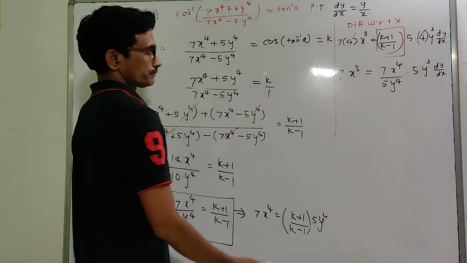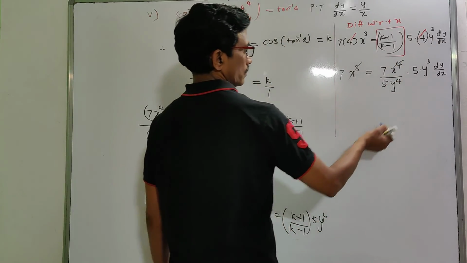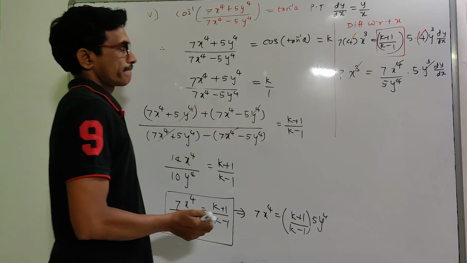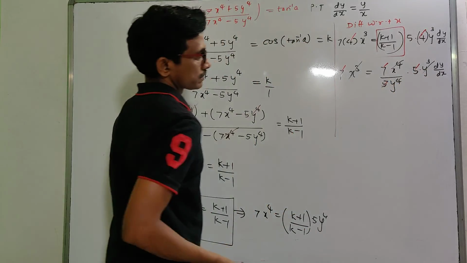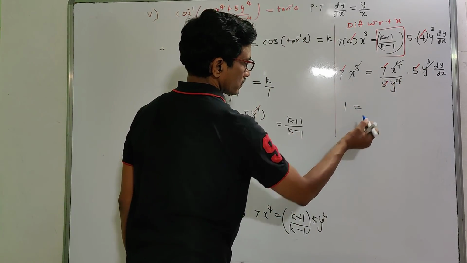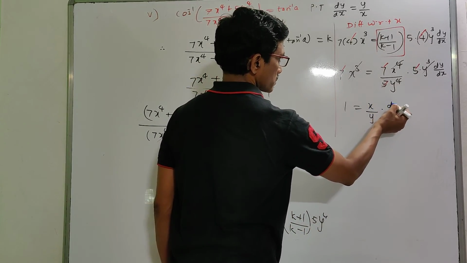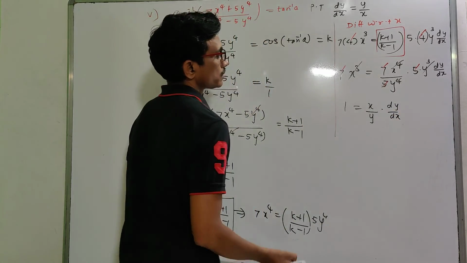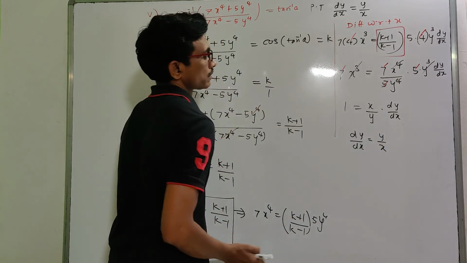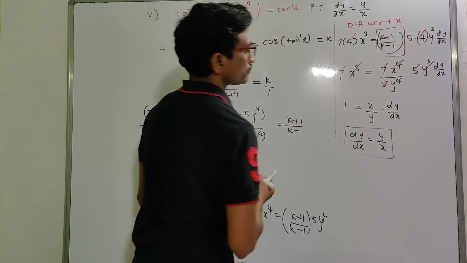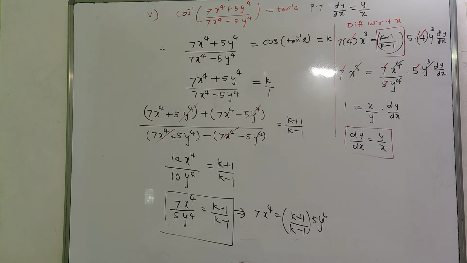Now what can we cancel? x cube is getting cancelled with this, y cube is getting cancelled with this, and this 7 is getting cancelled, 5 is getting cancelled, and finally we are getting here 1. Right hand side is x upon y into dy by dx. So thus dy by dx is equal to y upon x, which is required to prove. dy by dx is equal to y upon x.